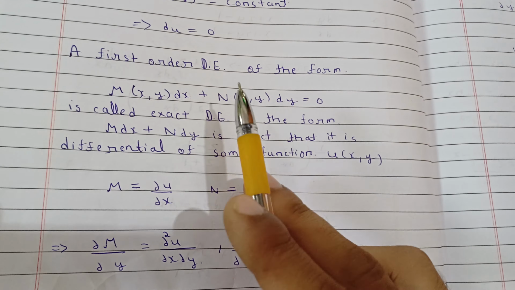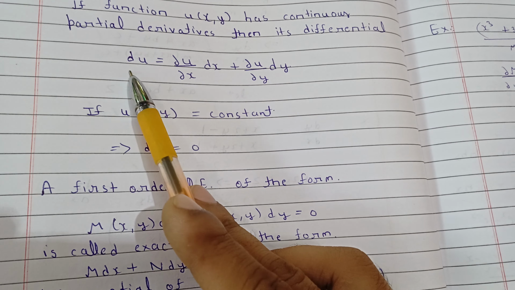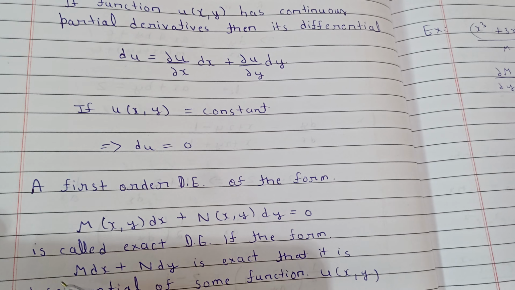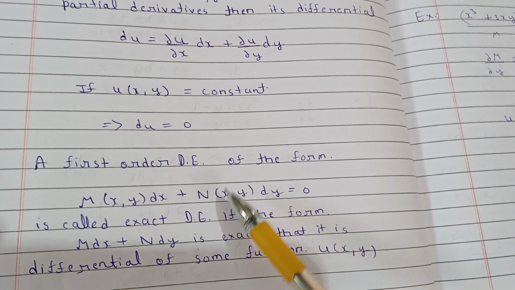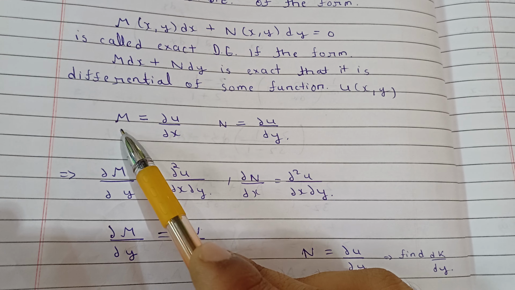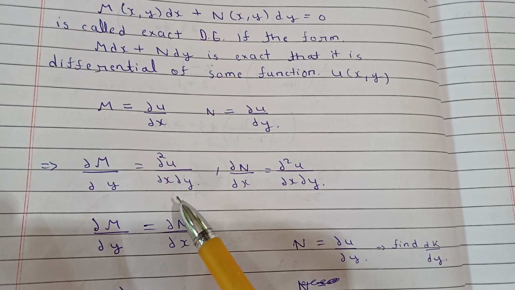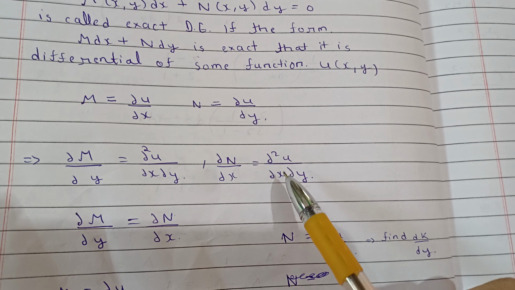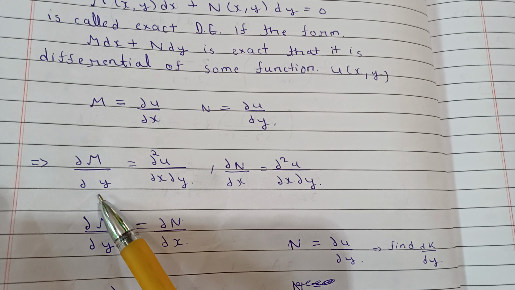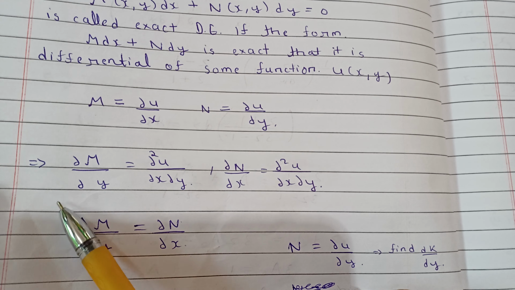Now we will see how to solve this exact differential equation. After comparing with this equation, put du equal to 0, then see it will be del u by del x in place of m dx. So m will be equal to del u by del x, and n will be equal to del u by del y from here. Now differentiate this again with respect to y and this with respect to x. So you will get del m by del y as del square u by del x del y, and here you will get del square u by del y del x. Okay, see these are both the same, so del m by del y should be equal to del n by del x. So this is the condition to find whether the equation is exact or not.